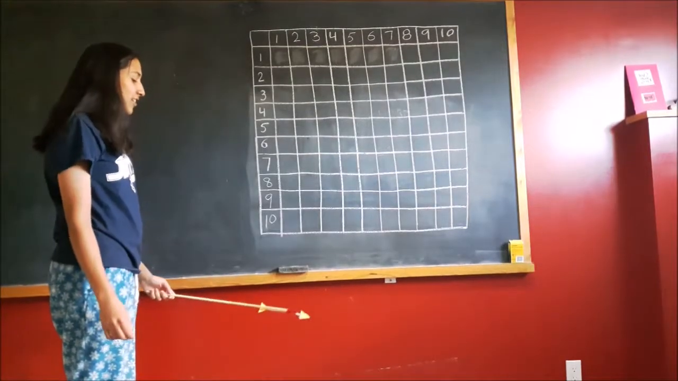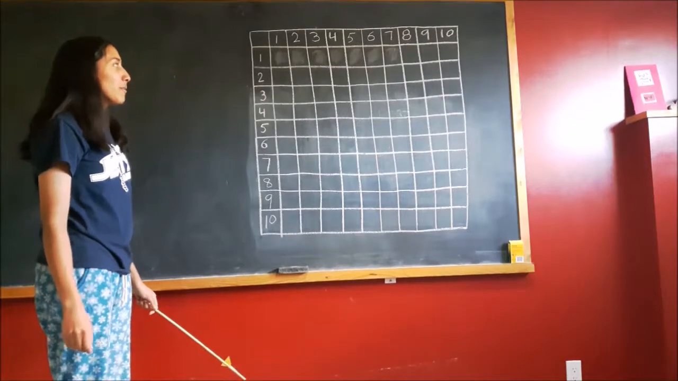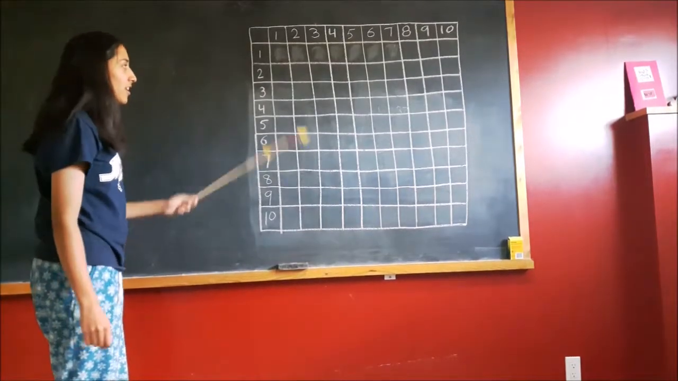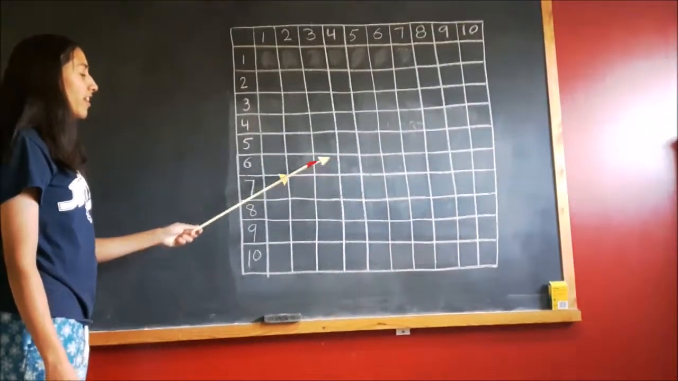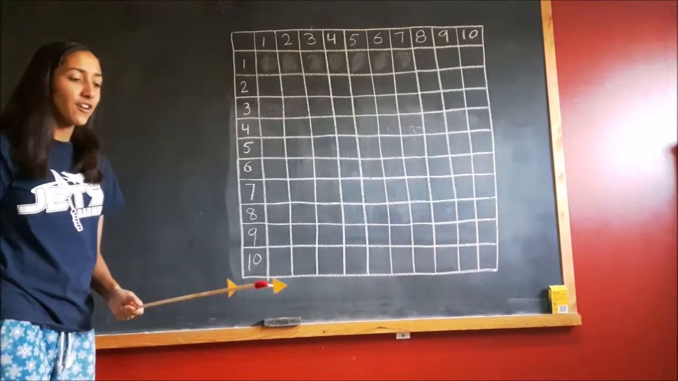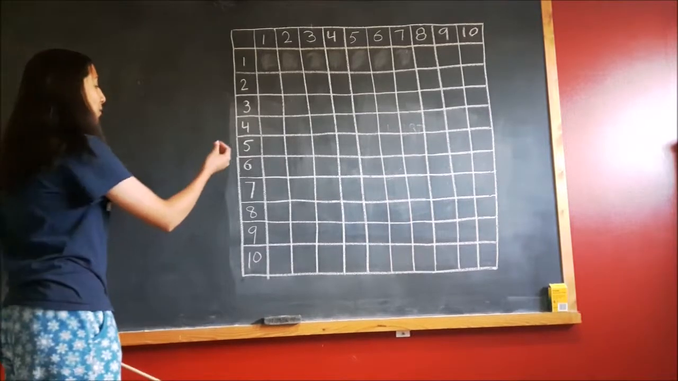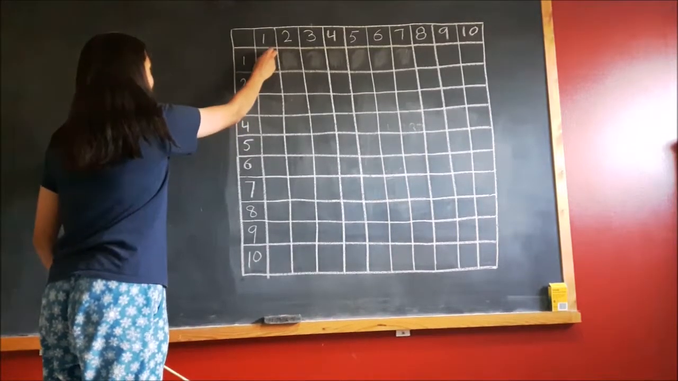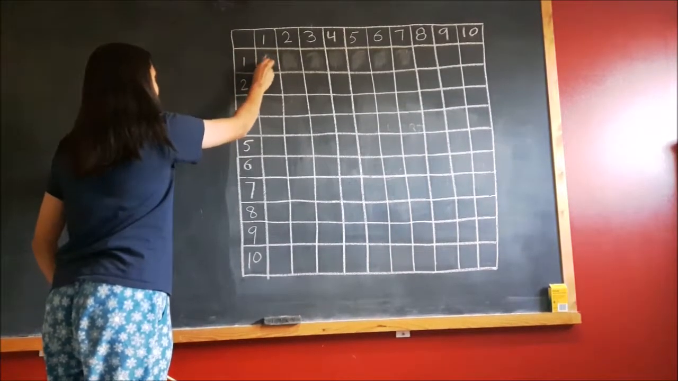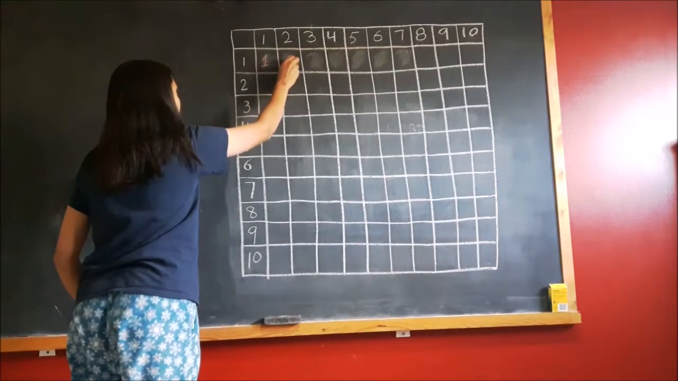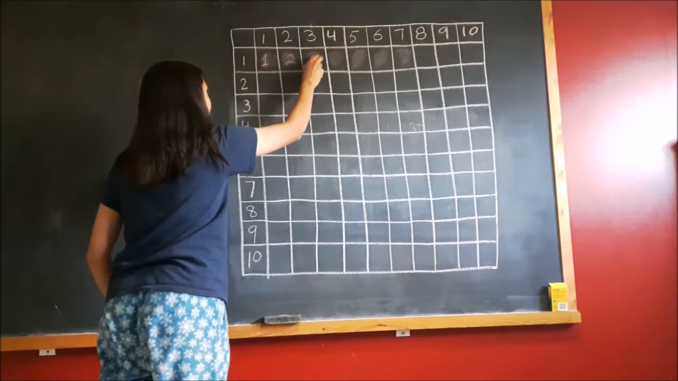Hello everyone. In today's video, we will be learning about single-digit multiplication using the multiplication chart. So first of all, let's get started by filling in this multiplication chart. As we get started, 1 times 1 is equal to 1, and 2 times 1 is equal to 2, and so on.